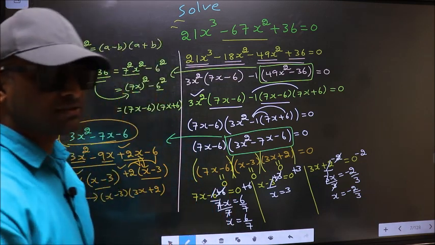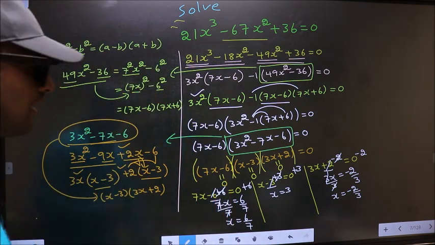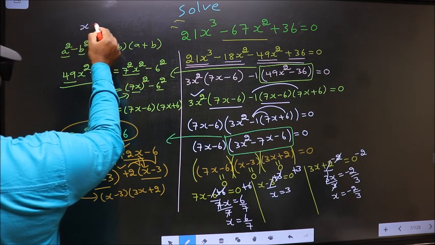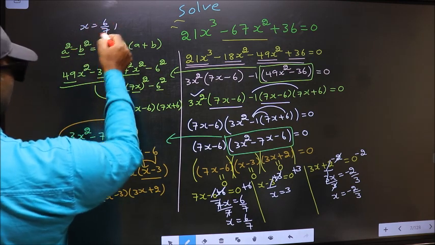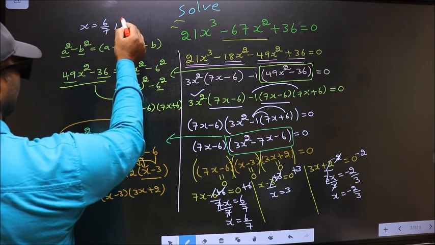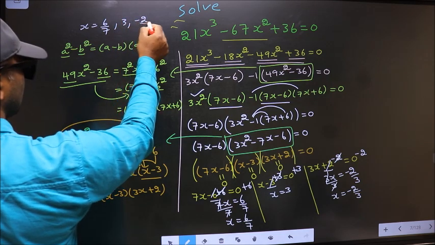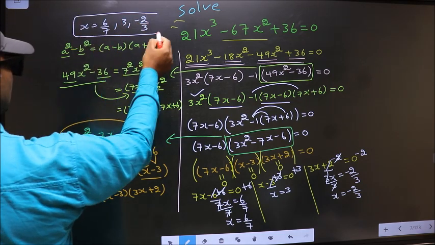So the x values that we got are 6 by 7, 3 and minus 2 by 3. This is our answer.